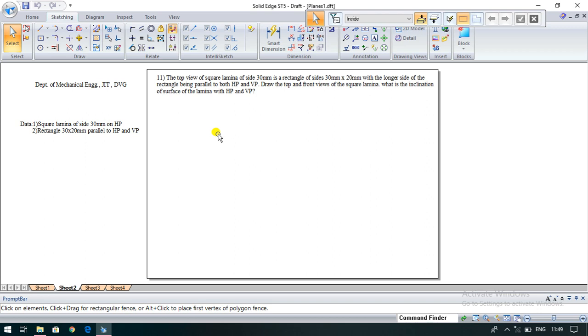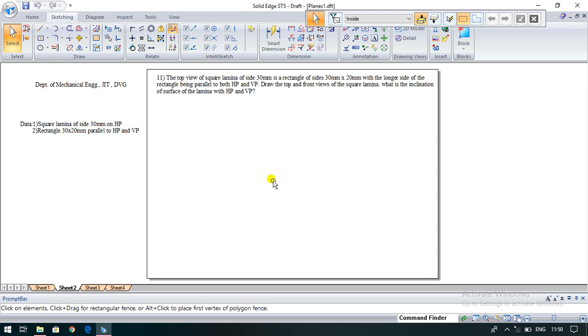Actually here we have different conditions in this problem, so it is slightly different from the previous problem. It is a square lamina of sides 30 mm resting on HP, and again we need to take this square lamina, and again it becomes a rectangle. One more plane they have given, a rectangle of sides 30 by 20 mm, and it should be parallel to both HP and VP. Then find the inclinations to both HP and VP.